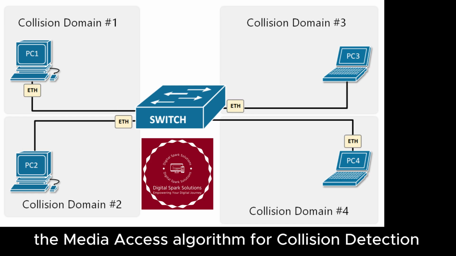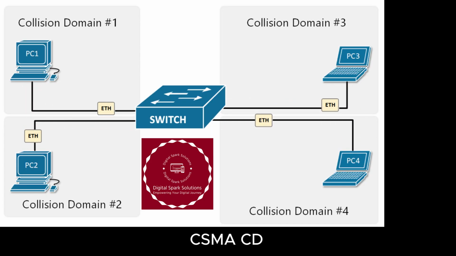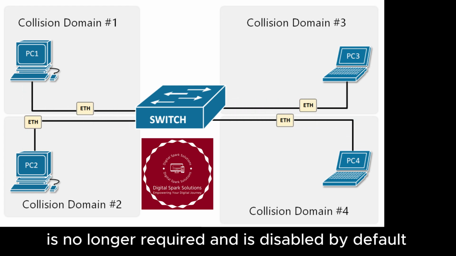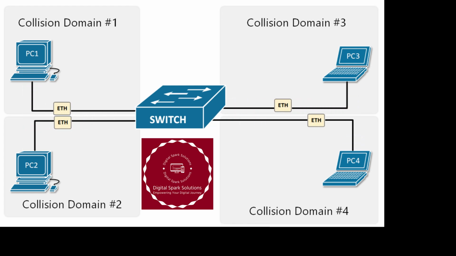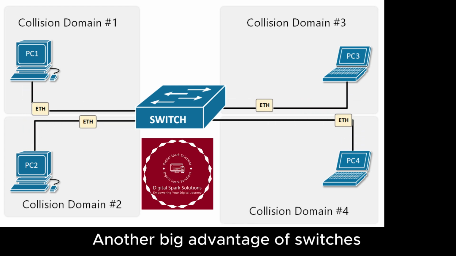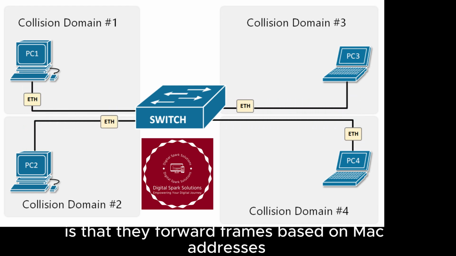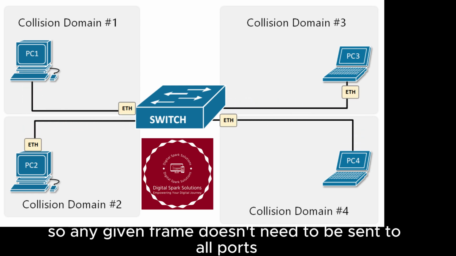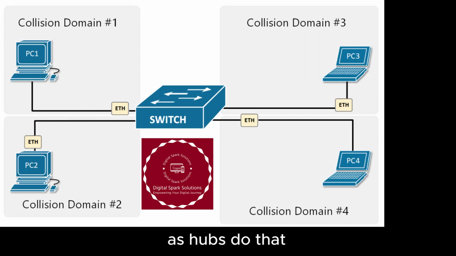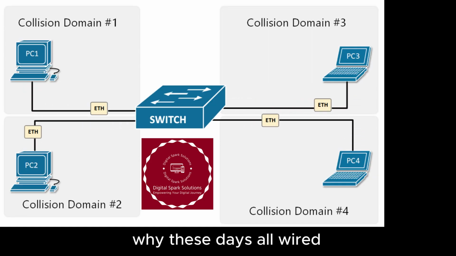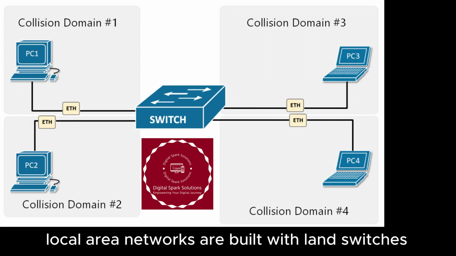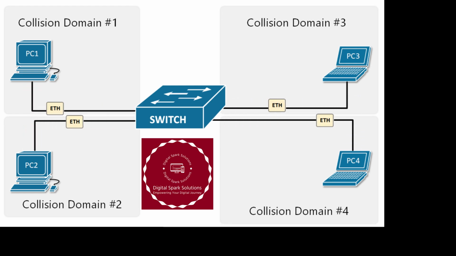Because of this, the media access algorithm for collision detection, CSMA/CD, is no longer required and is disabled by default. Another big advantage of switches is that they forward frames based on MAC addresses, so any given frame doesn't need to be sent to all ports as hubs do. That's why these days, all wired local area networks are built with LAN switches.